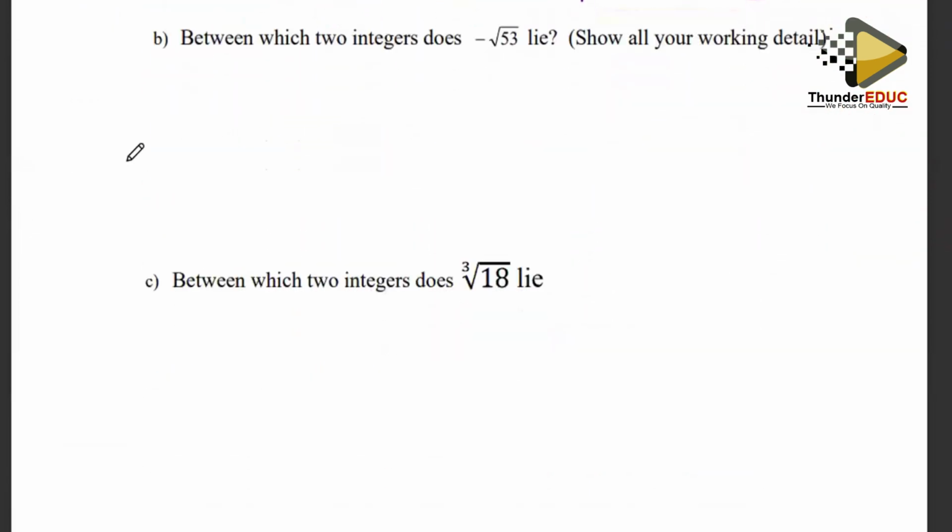Then part B, between which two integers does negative root 53 lie? You must show all the working details, okay? So let's do the same thing. Let's not worry about the negative sign for now. Let me remove that negative sign and start with the 53 straight away. So the question is going to be, between which square numbers do I find the root of 53?